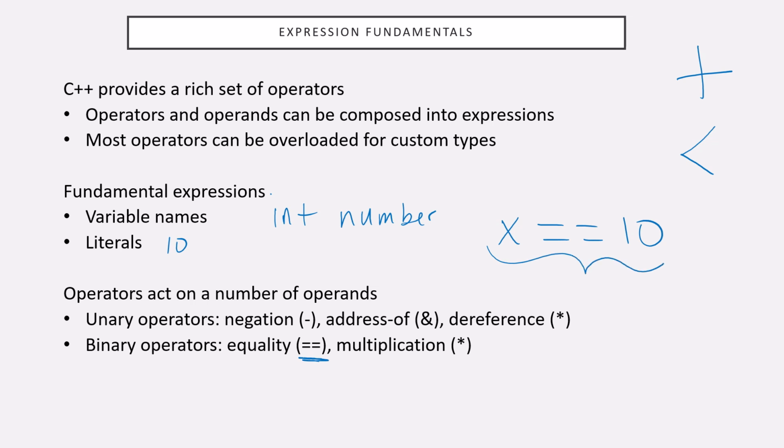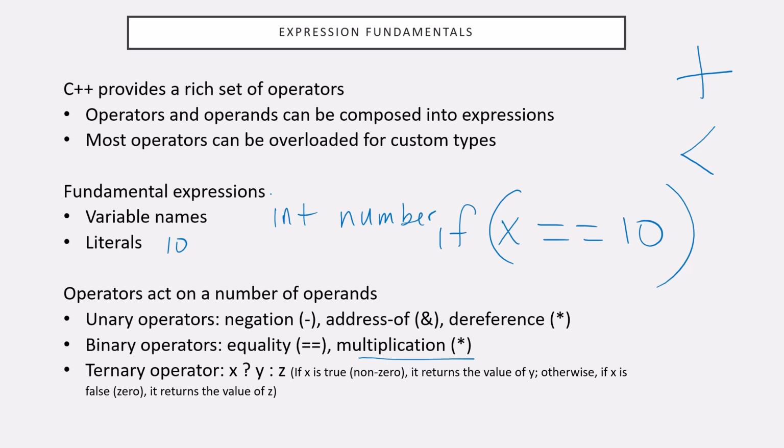This would evaluate to a Boolean, true or false, and most likely would be in some kind of expression, like an if condition to test if x is equal to 10. Math operators, binary: addition, subtraction, multiplication, etc. Ternary operators, so these can be used in C++. The way you read this is: if x is true, then you return the value of y, and if x is not true, you return the value of z.